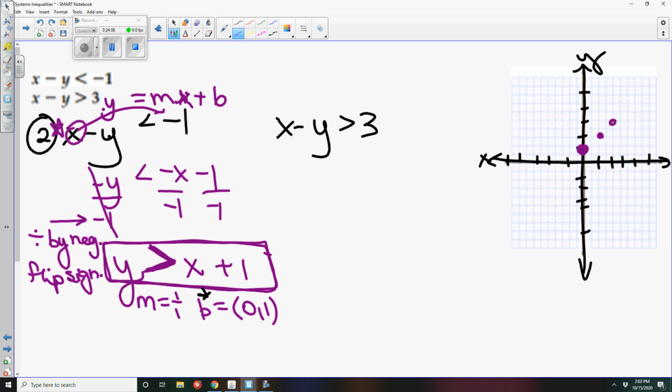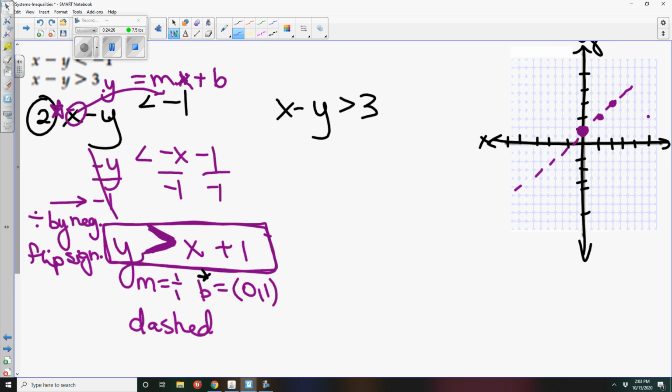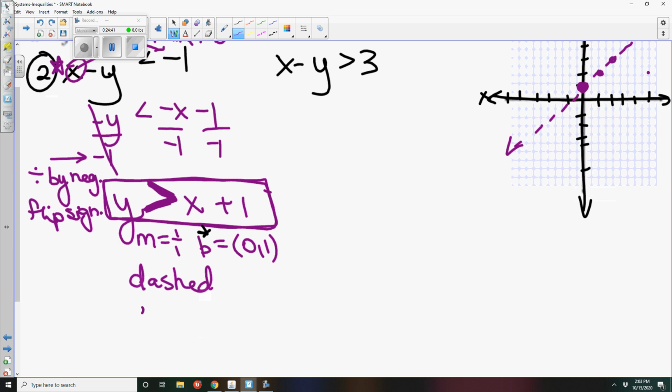Now, before we can just make our line, we have to decide solid or dash. Because it's just greater than, it's going to be a dashed or dotted line, however you like to say it. However you prefer to make it dashed, you can make a solid line, then erase it, or you can just make dash marks on it. And because it's an inequality, we now also have to determine where to shade. If it's now greater than, where are we going to shade it? Above, you got it.